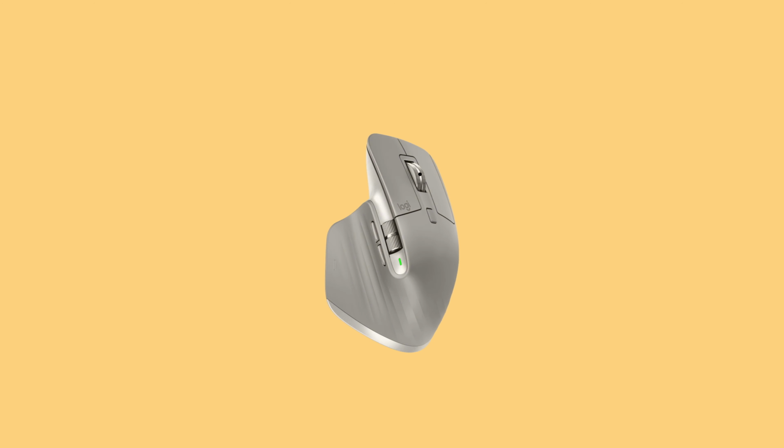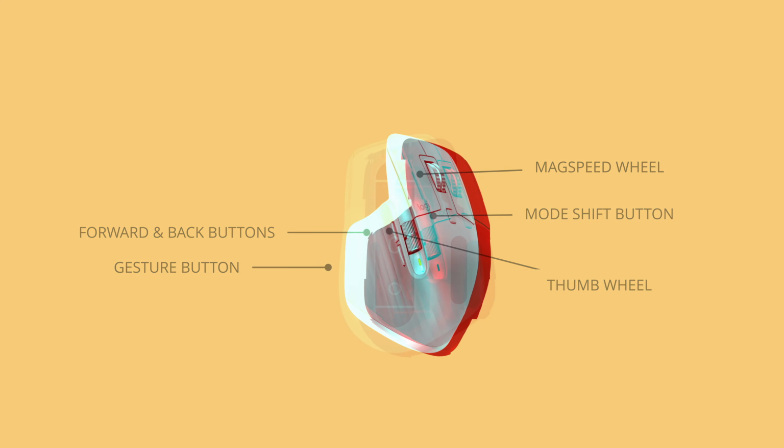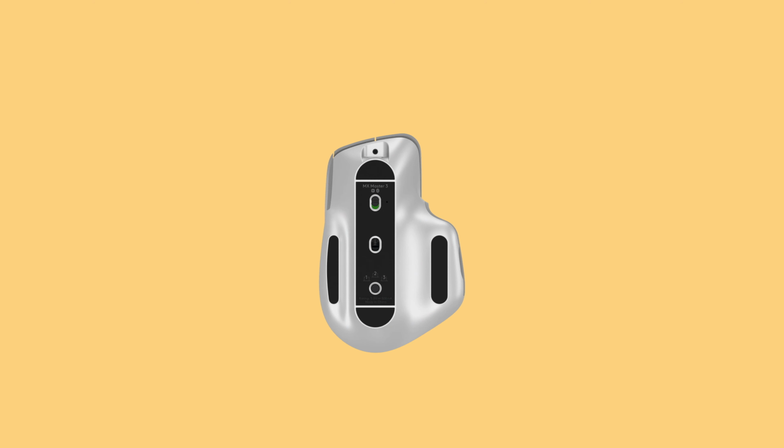At the top you have the scrolling wheel, or the MagSpeed wheel, as they call it. Then you have the mode shift button, which allows you to switch between free spinning mode and line by line mode. And on the left side you have the forward and back buttons. Then you have the thumb wheel, as well as the gesture button. Now, if we turn the mouse around, at the top we have the on and off switch, and at the bottom we have the Easy-Switch button.